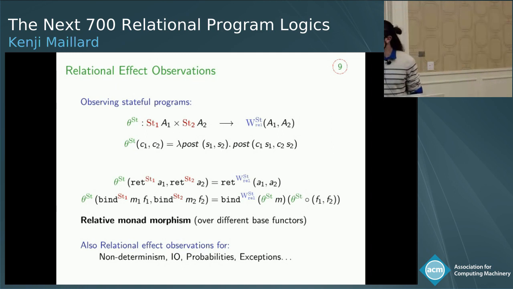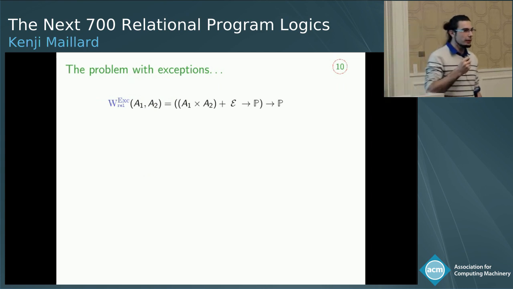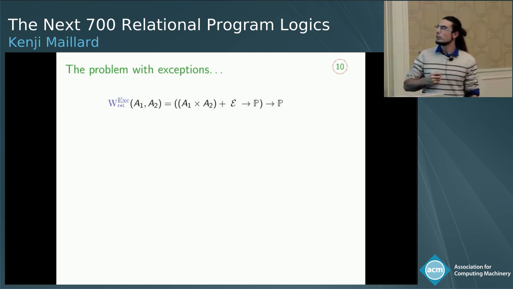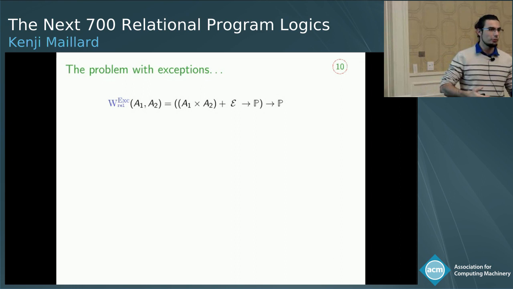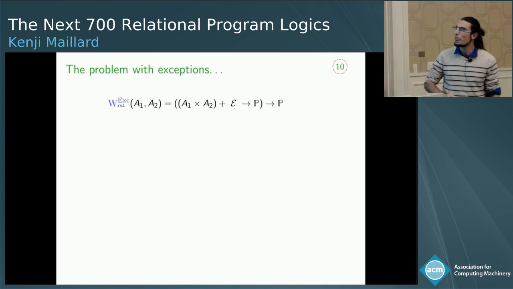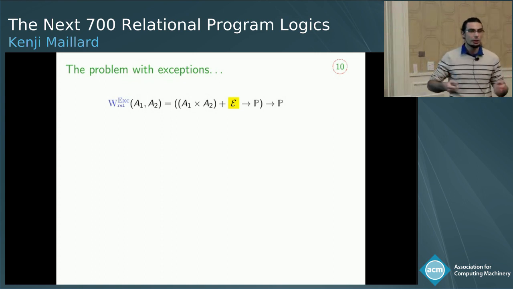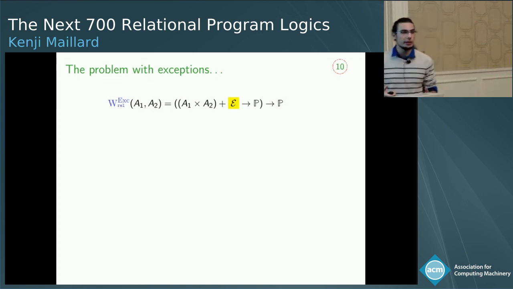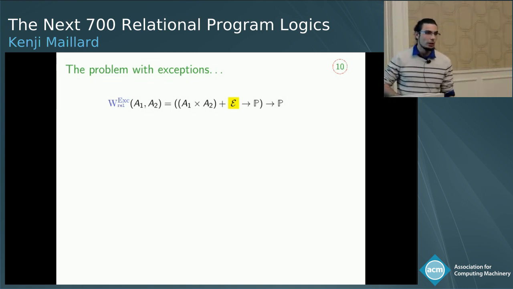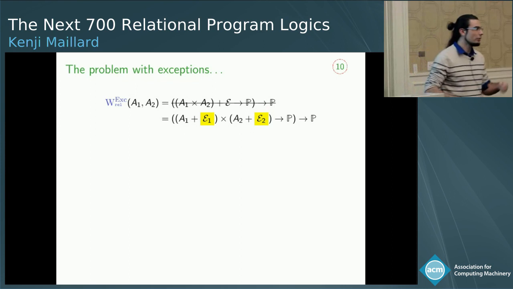So let's have a look once again at exceptions, because something interesting happens there. If I want to specify exceptions, I could take this object of relational specifications that maps post-conditions on result values and an exception or an exceptional state to preconditions. However, having only one exceptional state means that whenever my two programs raise an exception, then I'm not able to say anything about what happens for the other program. So I would rather have something where I have two independent exceptional cases for each of the programs.